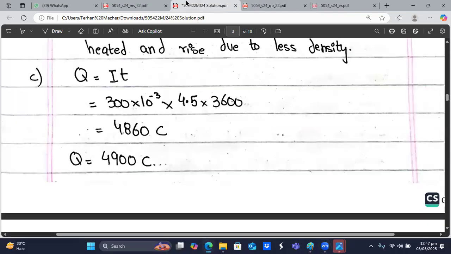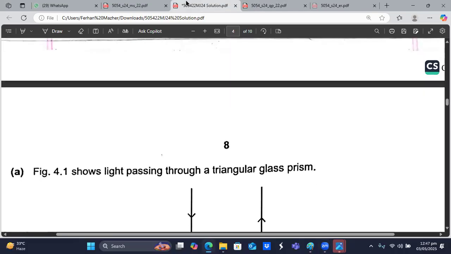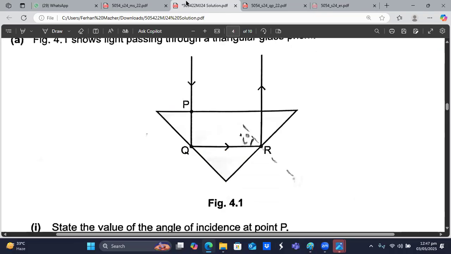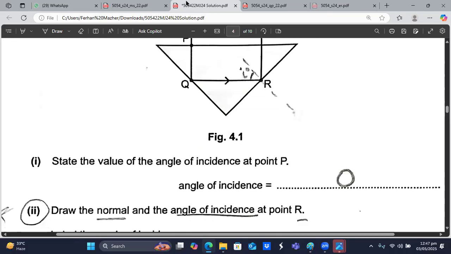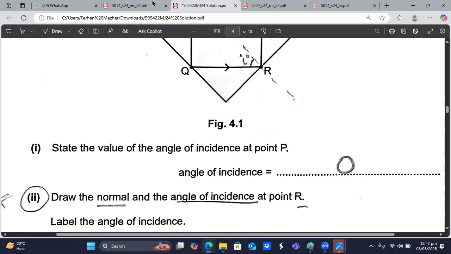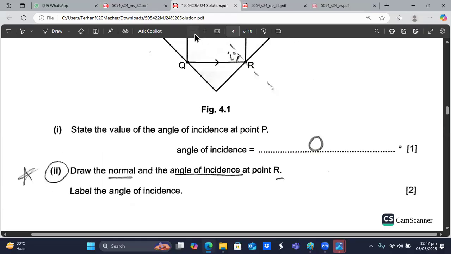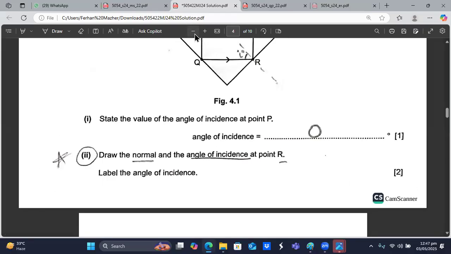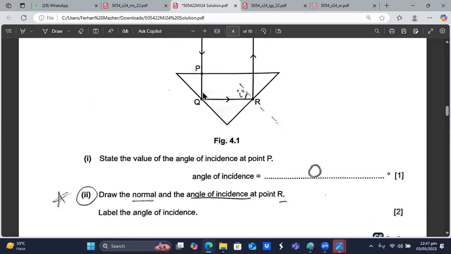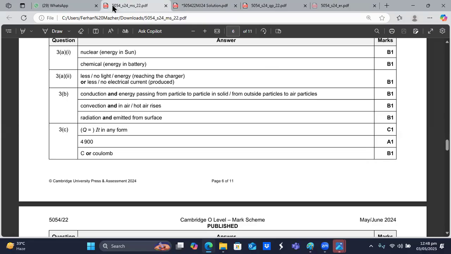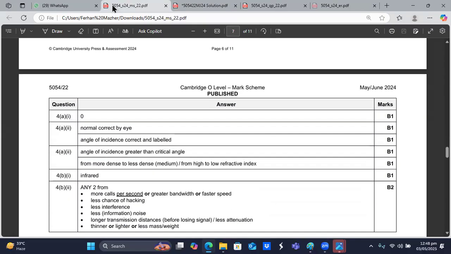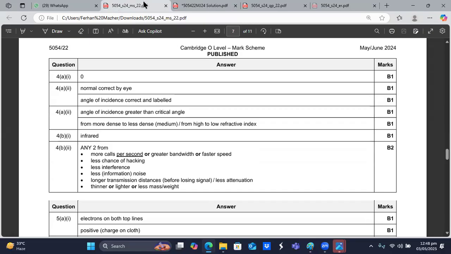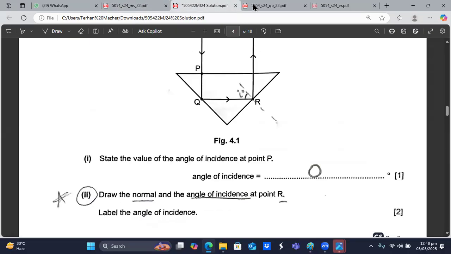Let's check what IMA has written. 0 degrees. I said centigrade, I mean 0 degrees. Okay. So the answer is 0.